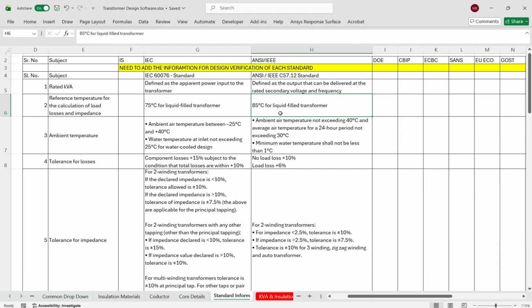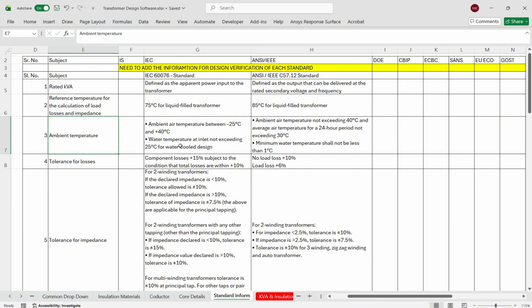Here is one thing: these losses are used not only for the reference temperature, they also go into the tender evaluation or price evaluation as well. If you want to know, let me know in the comments, then I can inform you of that.